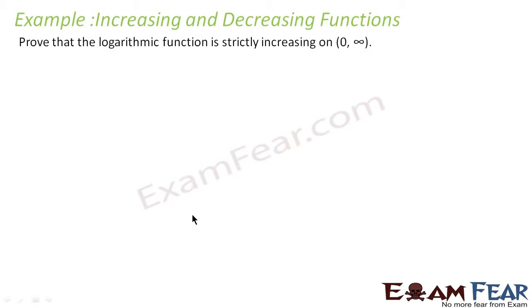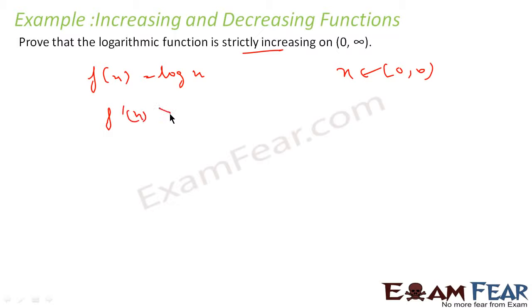Let's take one more example. This is a pretty simple example. We have to prove that the log function is strictly increasing from 0 to infinity. So my f(x) is equal to log x. I have to prove that for any value of x from 0 to infinity, this is strictly increasing. So very simple. I have to find f dash x. I have to prove that this is always greater than 0, strictly increasing, for any value of x from 0 to infinity. That's all you have to prove.